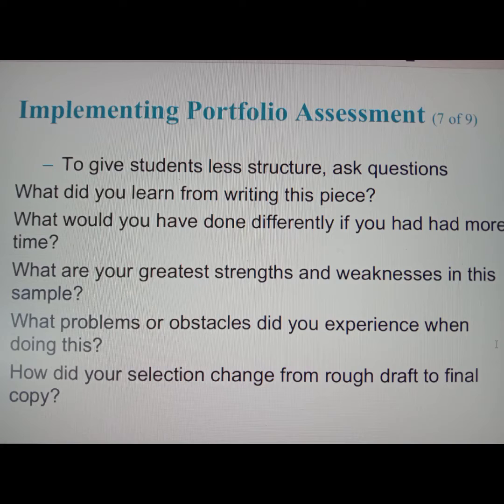Next is to give students less structure by asking questions such as: What did you learn from writing this piece? What would you have done differently if you had more time? What are your greatest strengths and weaknesses in this sample? What problems or obstacles did you experience when doing this? How did your selection change from rough draft to final copy?